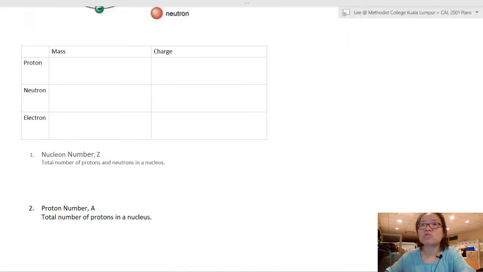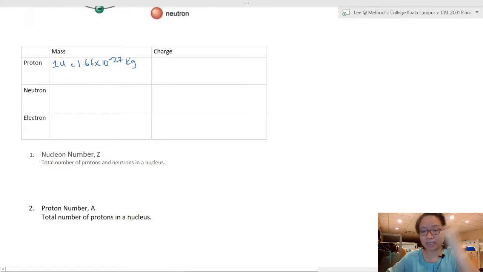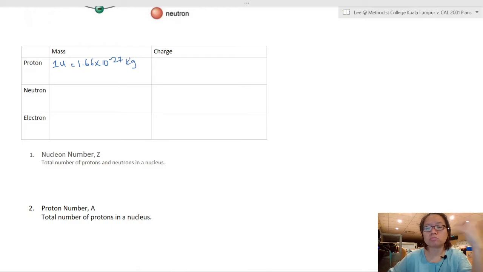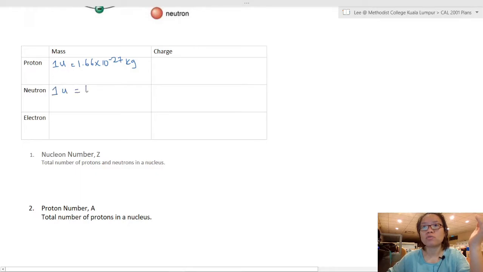So the mass of proton is actually represented by, we can call this 1U, not the shopping complex, okay, 1U. But 1U is 1.66 times 10 to the power of negative 27 kg. Now, I will only use 1U if the question is talking about a nucleus with 6 protons and 6 neutrons, then 12U, because the neutron can also be 1U.